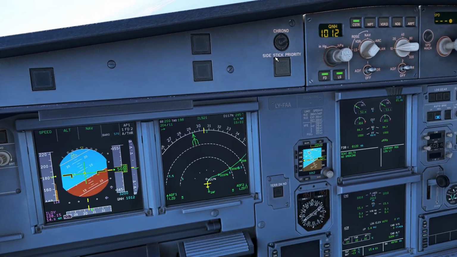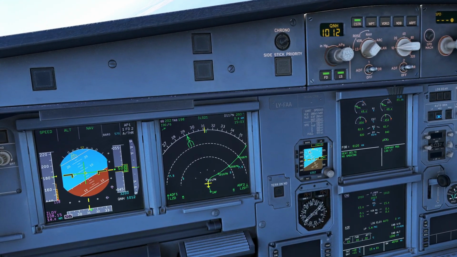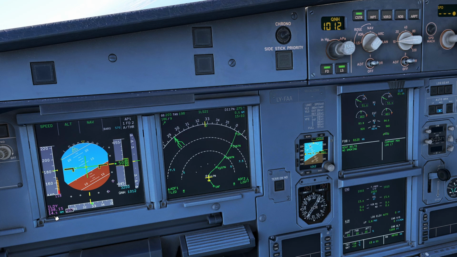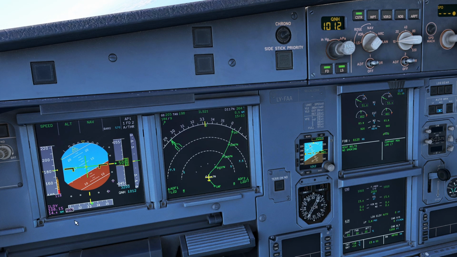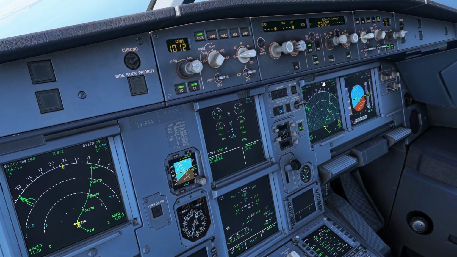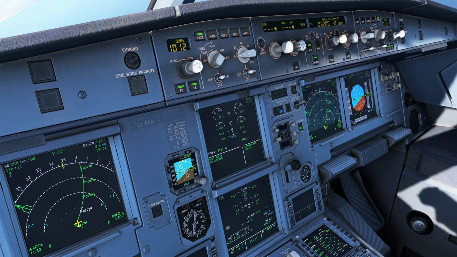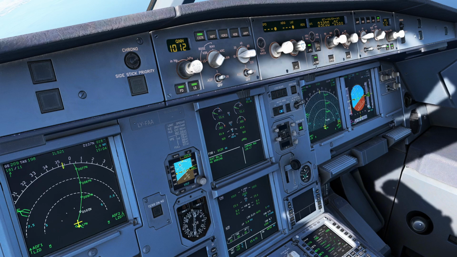And approach checklist is completed. We are right now turning toward right to make a 14 mile DME arc from the ILS and commencing descent with a vertical speed of almost 500 feet per minute.